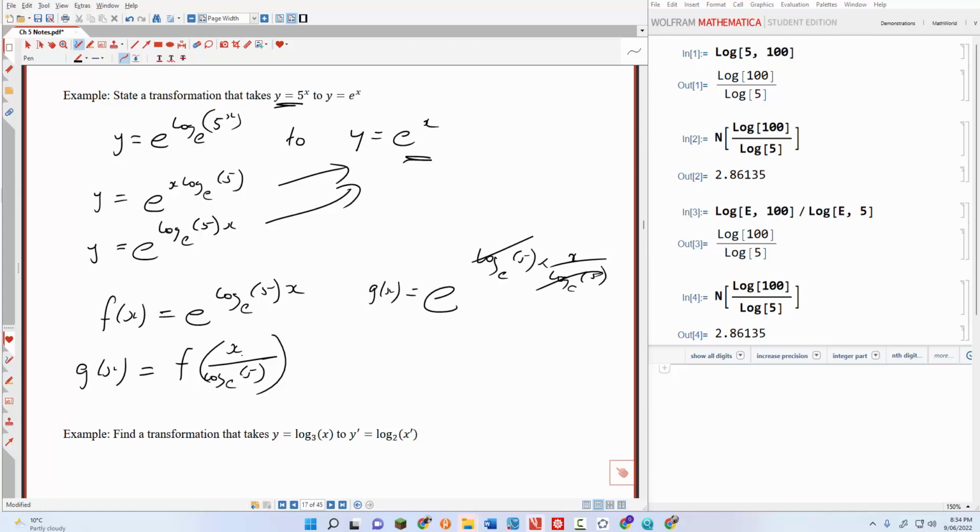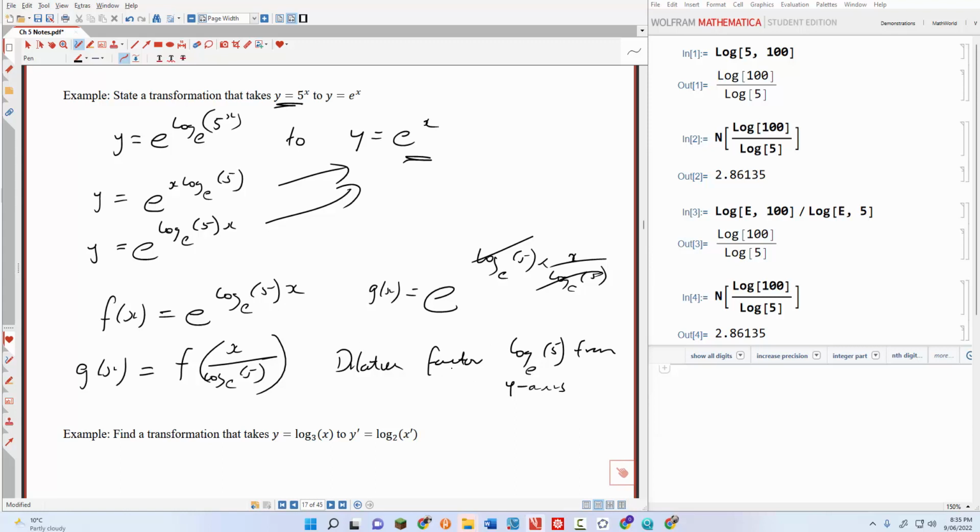Alright, so this is our transformation. How would you describe this? Well, what I would do is, into the function I drop this. That's going to be 1 over that, which represents a transformation that is a dilation factor log e5 from the y-axis.